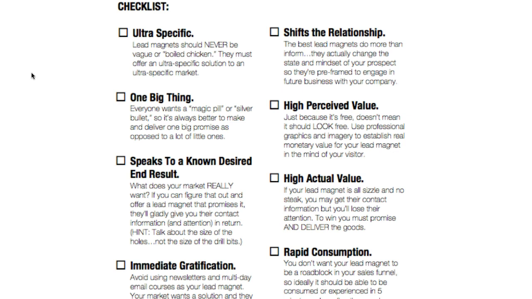Next one is one big thing. Everyone wants a magic pill or silver bullet. So it is always better to make and deliver one big promise as opposed to a lot of little ones. Speak to a desired end result. What does your market really want? If you can figure that out and offer a lead magnet that promises it, they will gladly give you their contact information. Talk about the size of the holes, not the size of the drills, right?